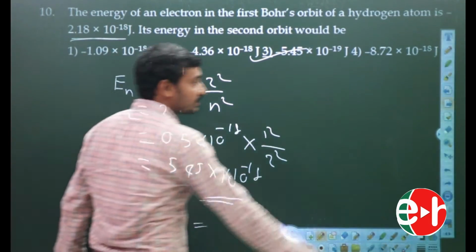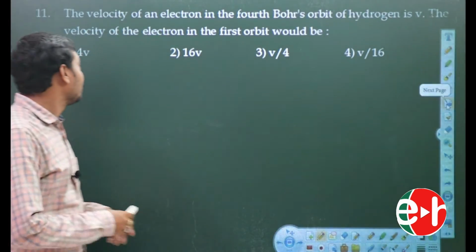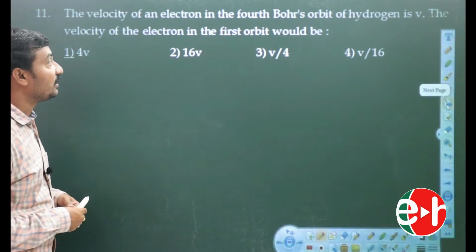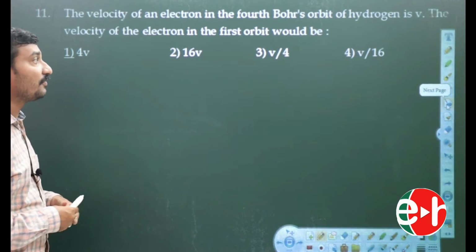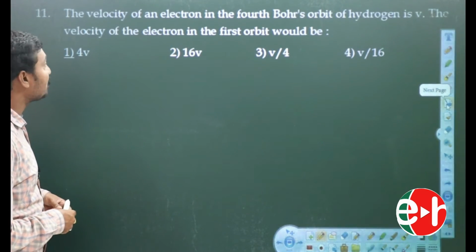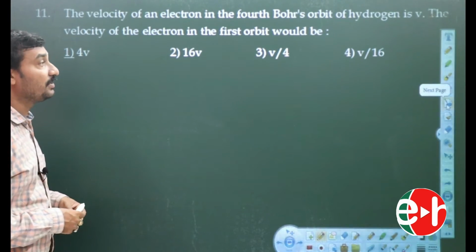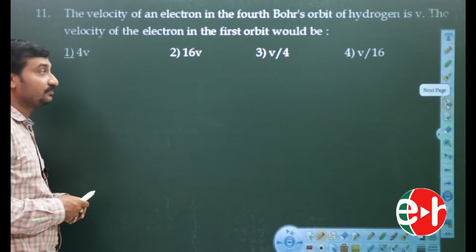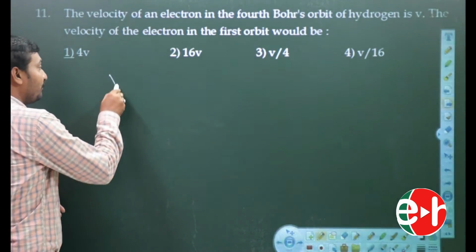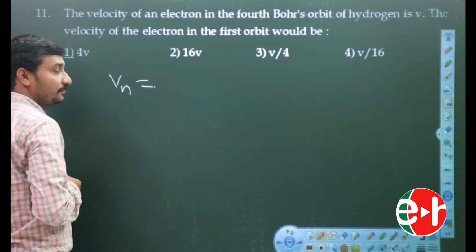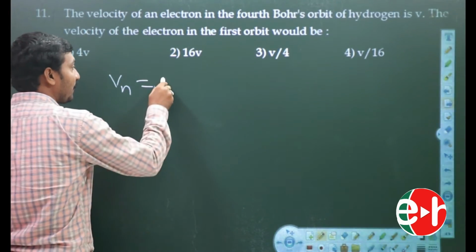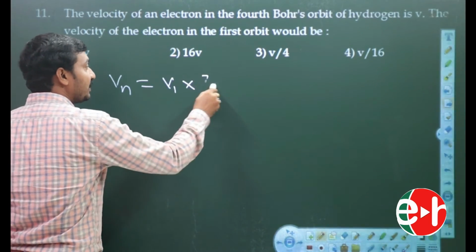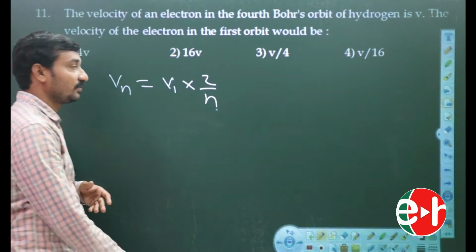Okay, next. See this question. The velocity of an electron in the fourth Bohr orbit of hydrogen is v. The velocity of the electron in the first orbit would be? Okay, fourth orbit is given, asking for the first orbit. Okay, we know Vn is equal to V1 into Z by N. This is the formula.